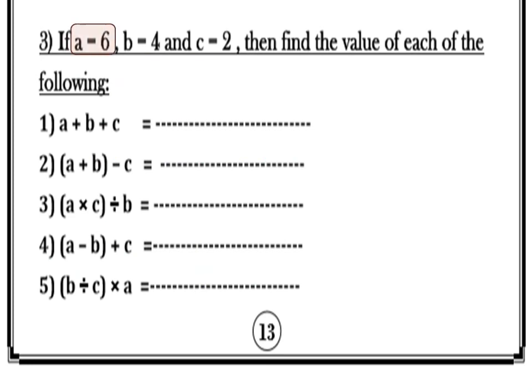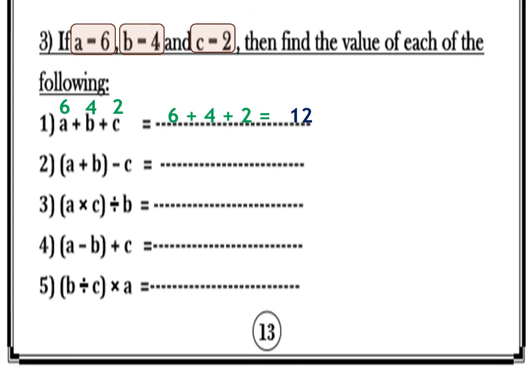If a equals 6, b equals 4, c equals 2, then find the value of each of the following. Number 1, a plus b plus c. We have a is 6, b is 4, c is 2. So instead of each letter, we are going to put the value or the number. So 6 plus 4 plus 2 equals 12.